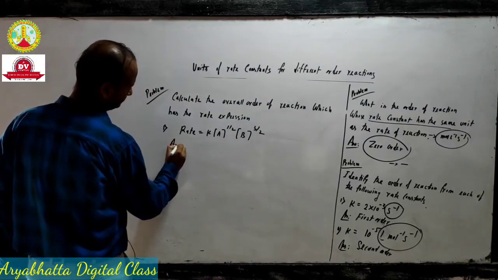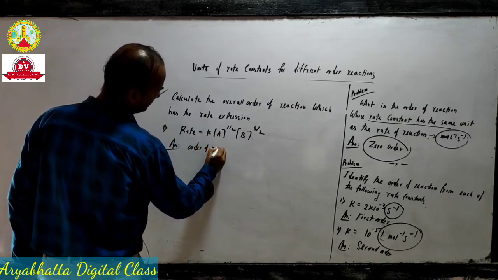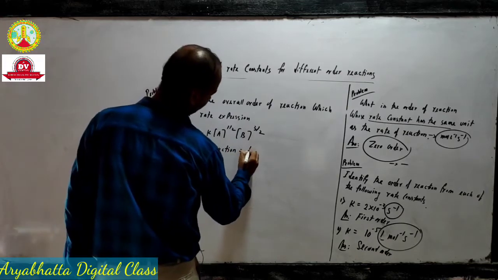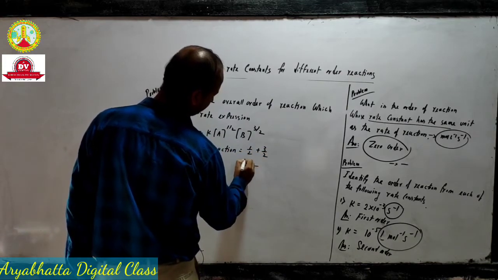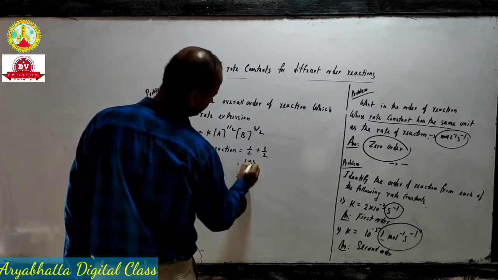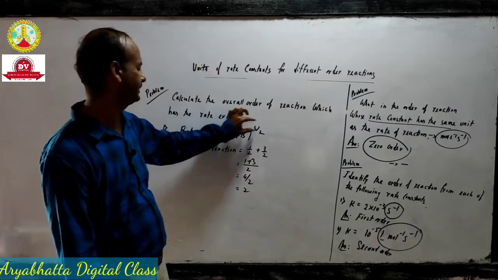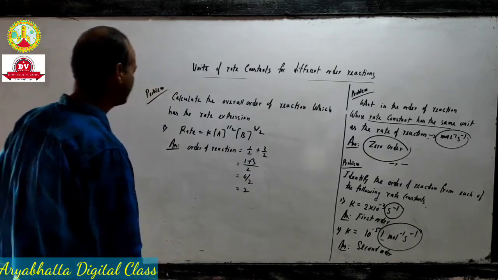ऐसे लिखना. देखो, order of reaction will be how much? 1/2 plus 3/2. This will be what? LCM ले लेना. This will be 1 plus 3, 4/2. This is 2. Okay, now just add करना दोनों को. This and this. After taking LCM, you will get this one. Clear? Now एक दूसरा दिखाएंगे.